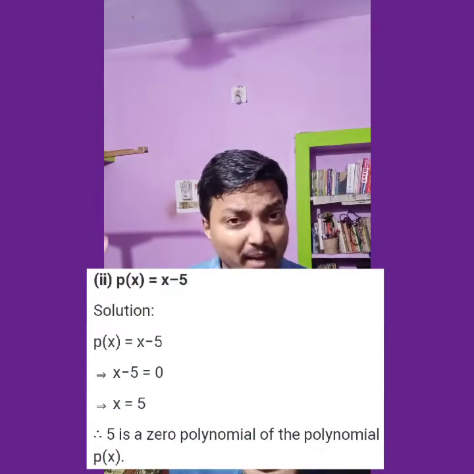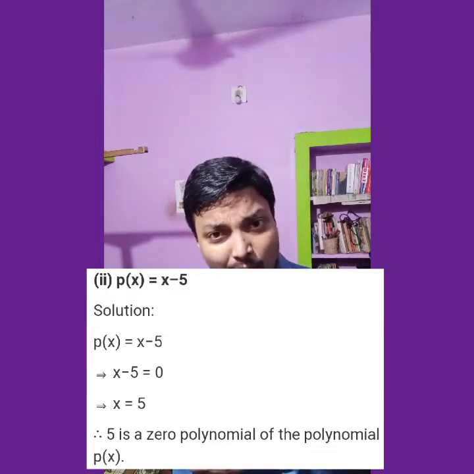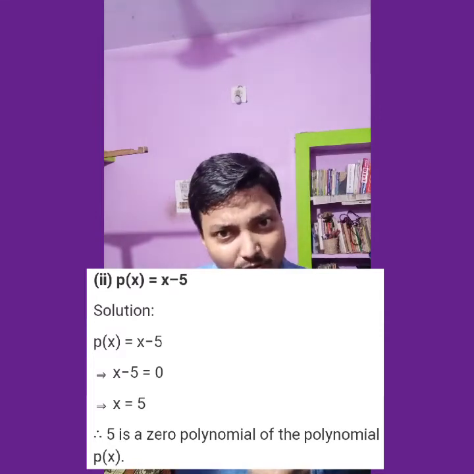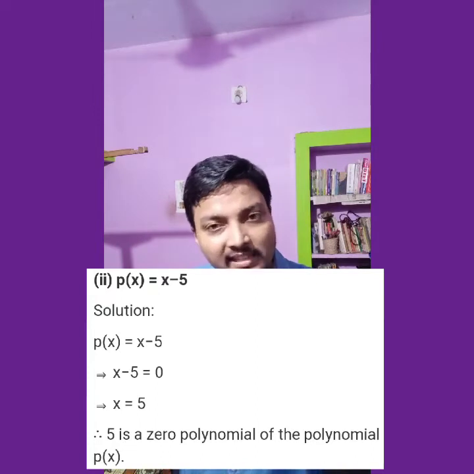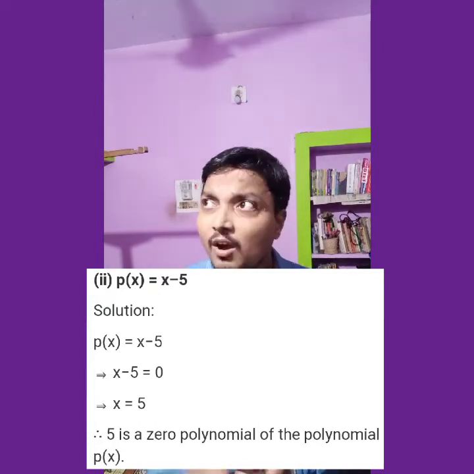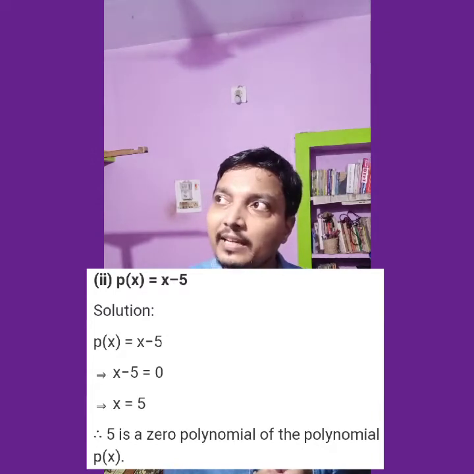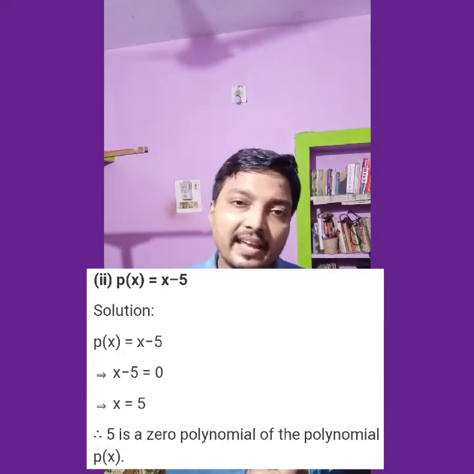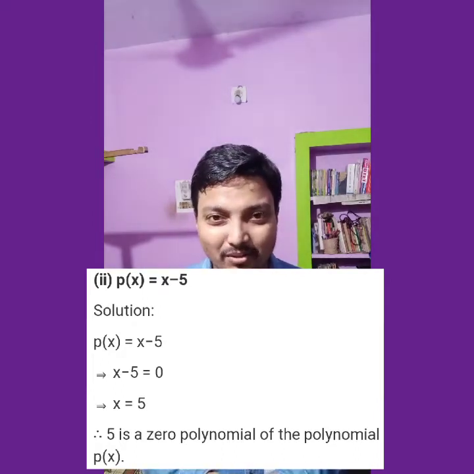Here, you just have to find the 0 of the polynomial. The formula is that you have to equate the polynomial to 0. So our polynomial is x minus 5, and I am equating x minus 5 to 0. On equating it, it becomes a linear equation, and we can solve it by transposing the minus 5 to the right side. So x is equal to 5. This one is the 0 of the polynomial.